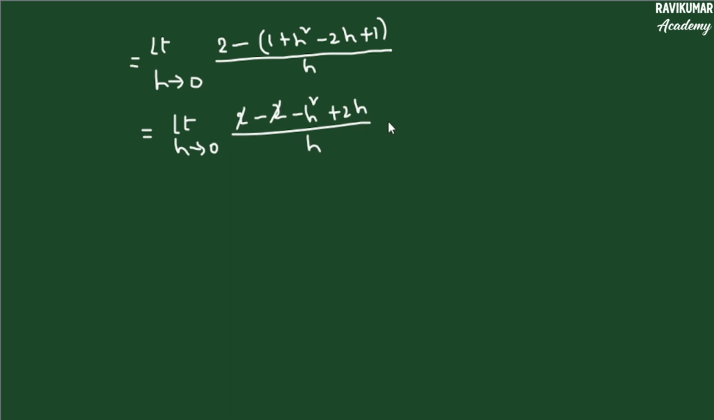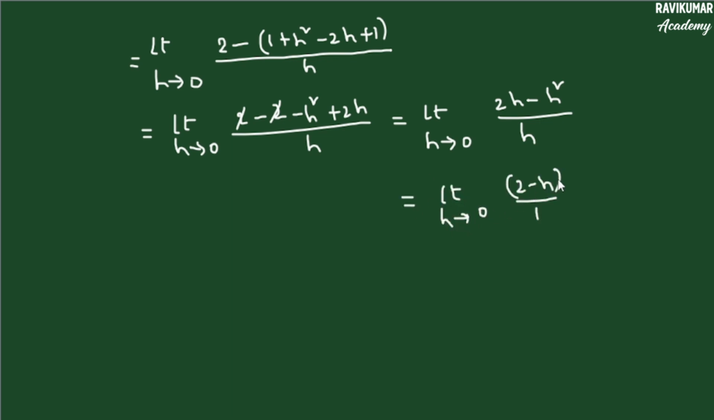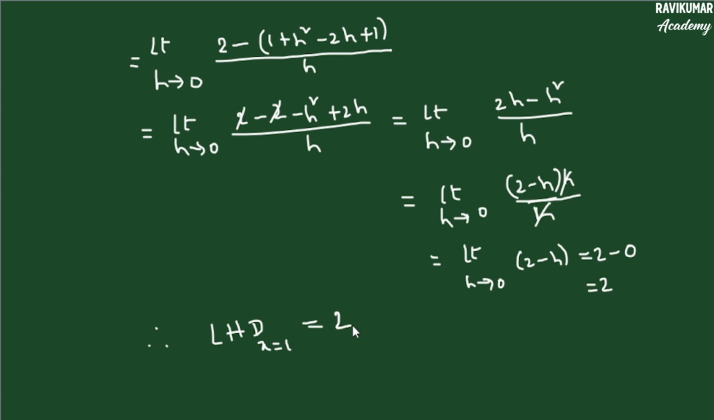So 2 gets cancelled. When you substitute h equal to 0 in this, and before substituting, you should cancel out 1h, right? Otherwise, you will get 0 by 0 form. So it is limit h tends to 0, it is 2 minus h into h by h. H gets cancelled. Limit h tends to 0, it is 2 minus h. When you substitute h equal to 0, you will get 2 minus 0, 2. So therefore, left hand side derivative at x equal to 1 is 2.